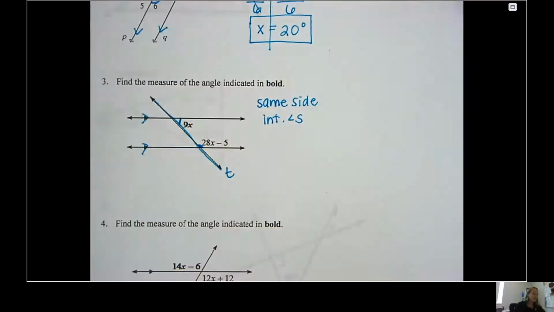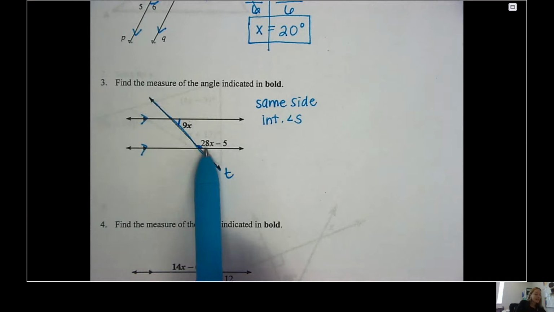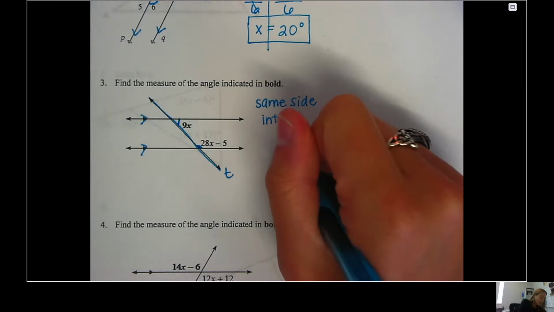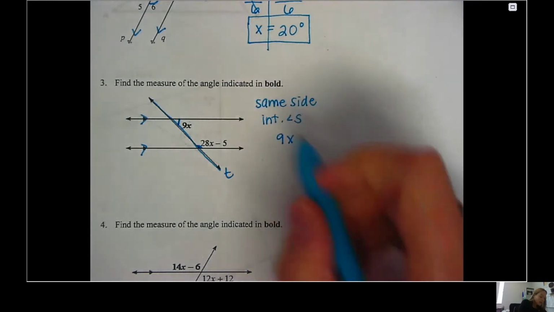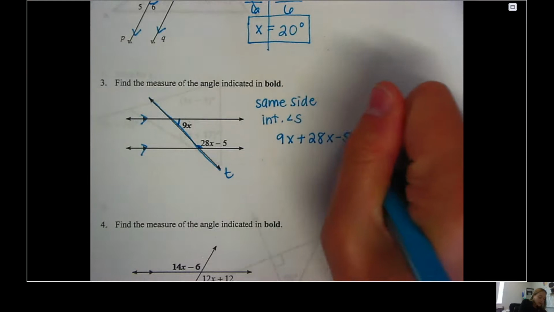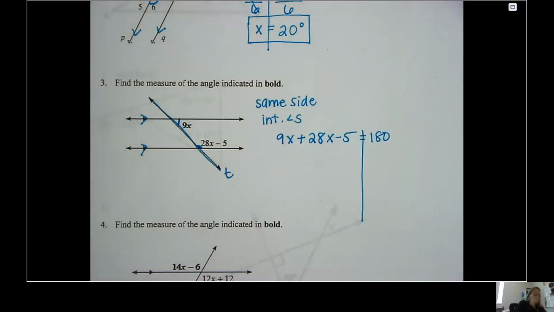Now, I know same side interior angles are supplementary, so they're not congruent, but supplementary means if I take these two angles and add them together, I should get 180 degrees, a straight line. So I'm going to take these two angles, 9x, and then add the second angle, 28x minus 5, set it equal to 180. And then I'm going to solve it like an algebra problem.